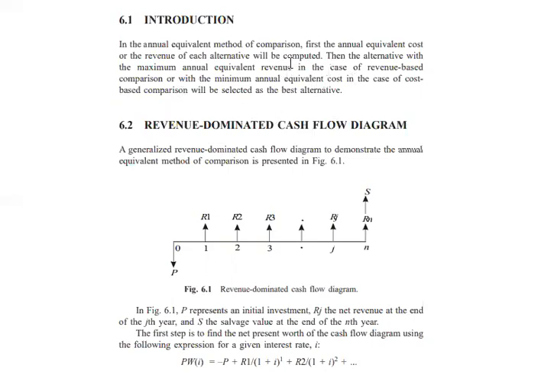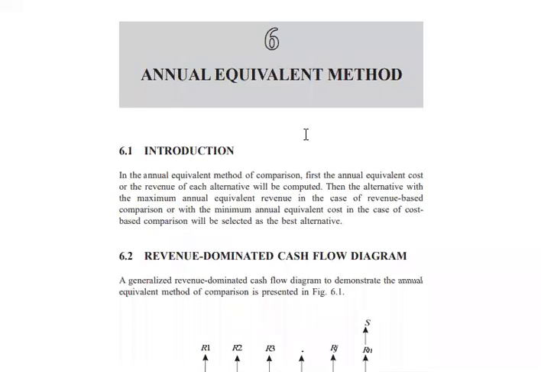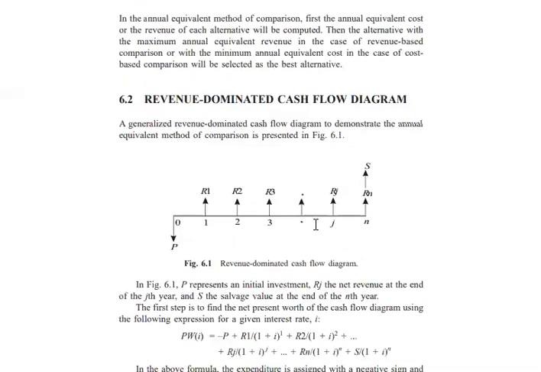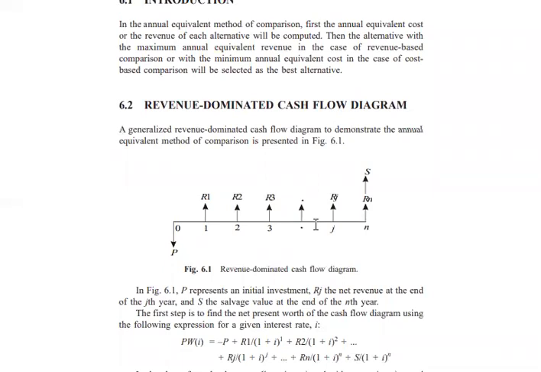If it is a revenue based comparison, then you have to go for the maximum annual equivalent revenue. And if you are going to choose the cost based comparison, then you have to go for the minimum annual equivalent cost. So that will be the main base for this annual equivalent method. Now we'll move on to the revenue dominated cash flow diagram.